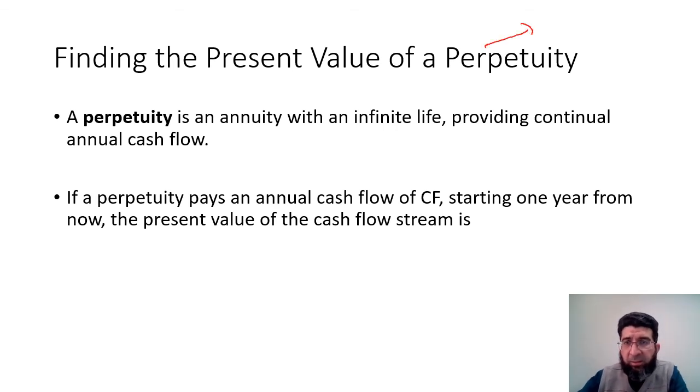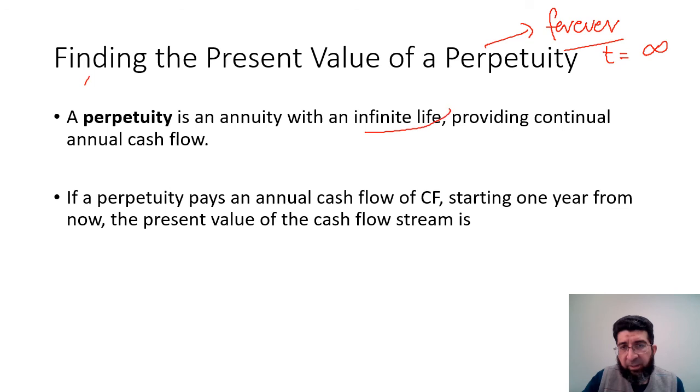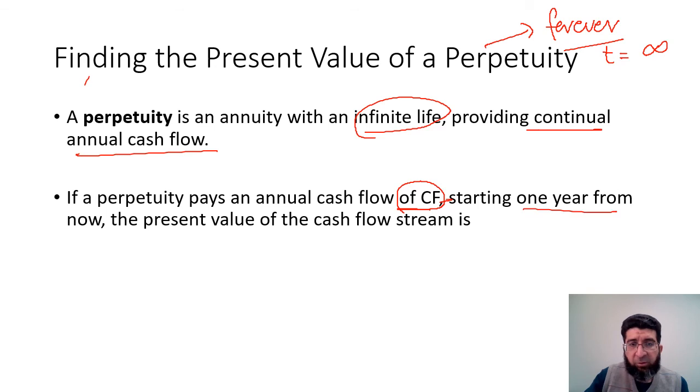Perpetuity is, as it says, forever. We assume that the time period is infinite. It will go on forever. So a perpetuity is an annuity with an infinite life, providing continual annual cash flows. If a perpetuity pays an annual cash flow of CF starting 1 year from now, then the present value of perpetuity equals the cash flow divided by R.